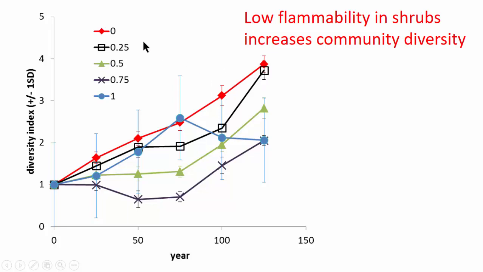And because the low flammability tends to have higher diversity here at the end, right? So 0 is up there, 0.25 is there, 0.5 is there. So low flammability in shrubs increases community diversity. Boom, I put it right there. Again, walk the audience through the slide.